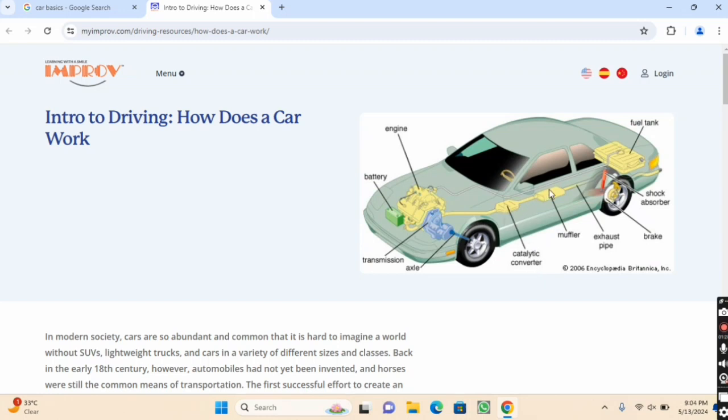Then the catalytic converter, it's very simple. The catalytic converter converts the exhaust gases from the engine, for example carbon monoxide and oxides of nitrogen. Carbon monoxide, by the way, is very poisonous, so the catalytic converter converts it to carbon dioxide. Carbon dioxide is also not good, but it's tolerable because plants use it.